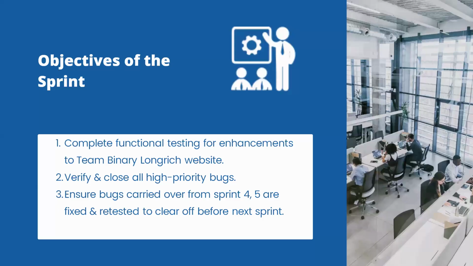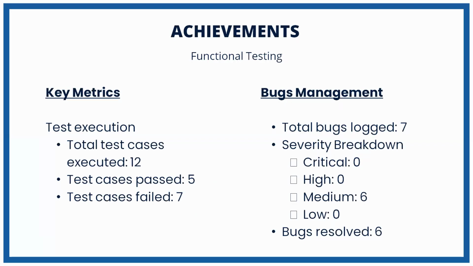Some of our objectives for this sprint cycle were to complete functional testing of the Longreach website, also verify and close high priority bugs, and ensure bugs that have been carried over from sprint 4 and 5 are being fixed and retested. Next slide.